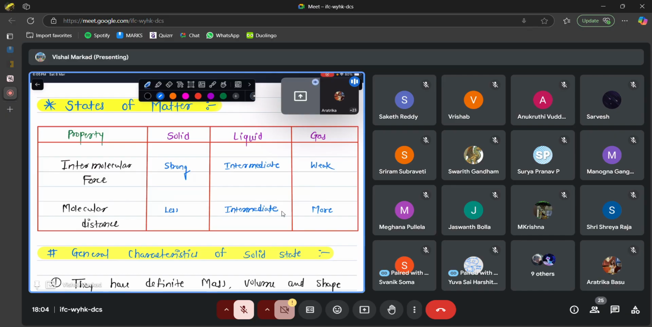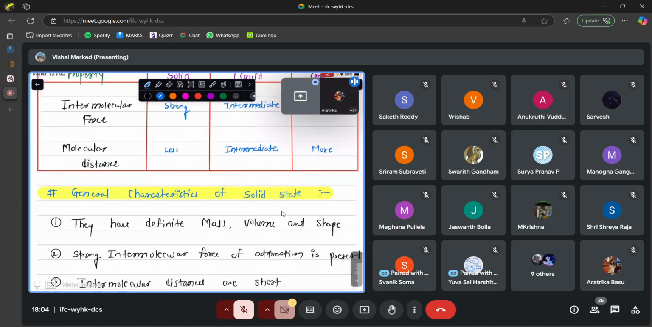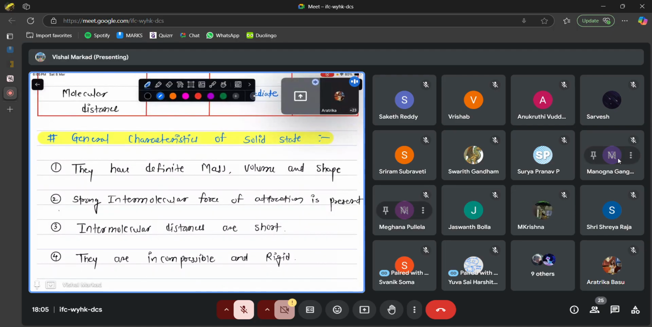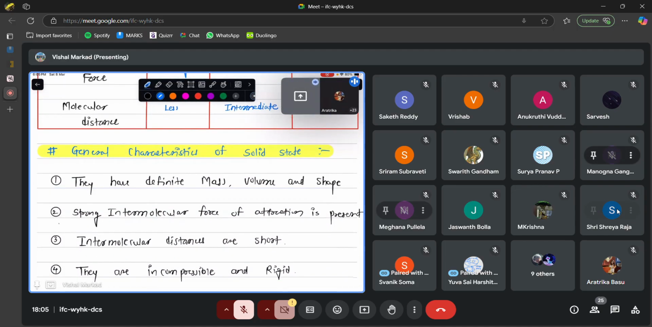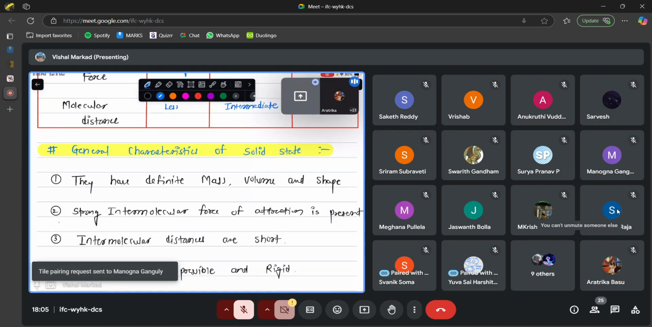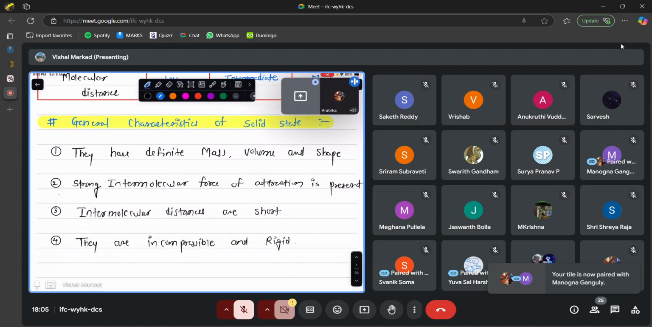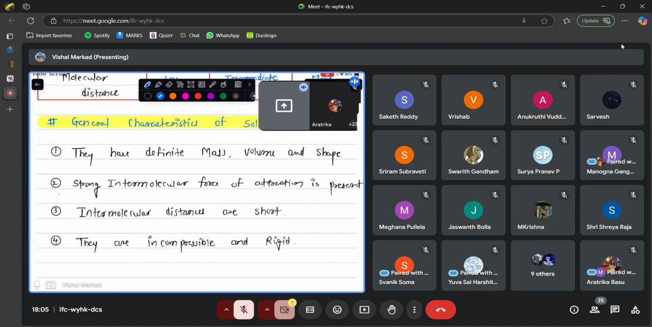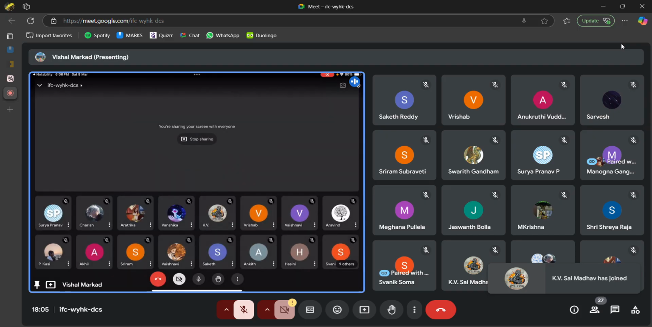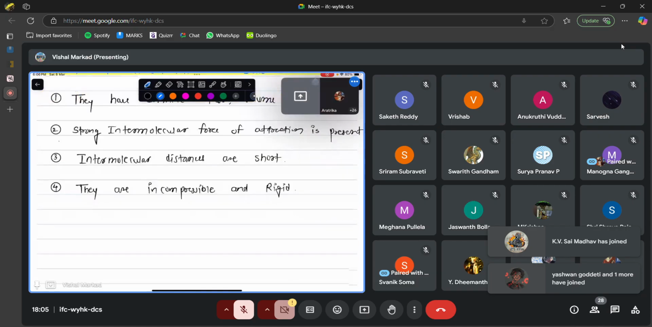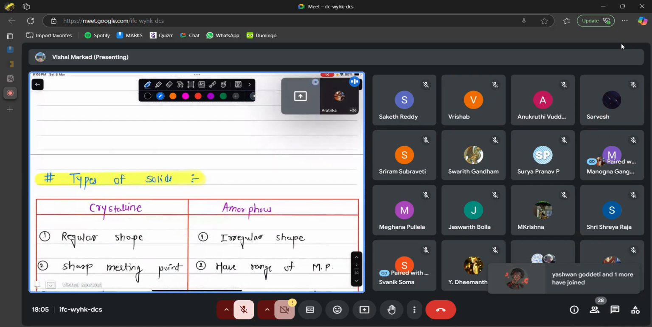So from these three, we have to study the solid state today. These are the general properties of solid. From here we can say two things: intermolecular distances are shorter, very less in case of solid. Second, strong intermolecular forces of attraction are present. And we know solids have definite mass, volume, and shape. We cannot compress the solid, so that's the fourth property we can write: they are incompressible and rigid. Clear till this point?